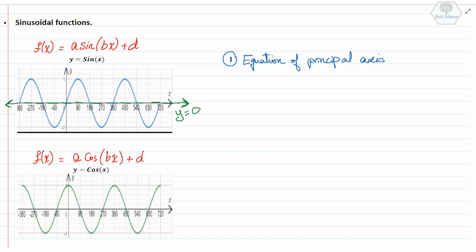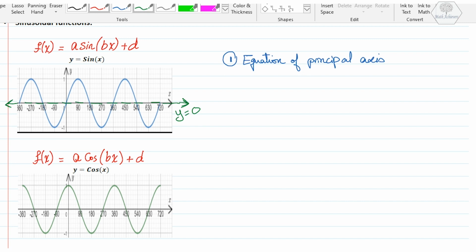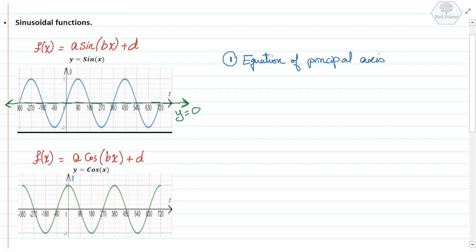Always the equation of the principal axis for any function, I take the plus d to be the equation of the principal axis. So y equals d. So the equation of the principal axis, y, is always equal to the constant. The principal axis is the axis by which the curve is rotating around.